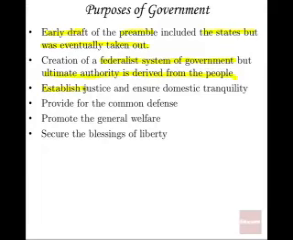So again, the idea of establishing justice and ensuring domestic tranquility, it's a matter of debate as to what that actually entails. Provide for the common defense. And again, another thing that a lot of people argue: what is the common defense? What are we actually protecting? That's a matter of hot debate in different contexts.